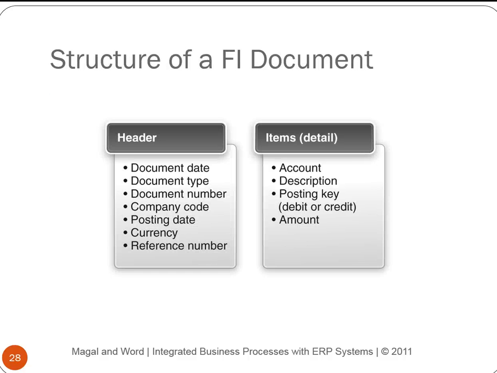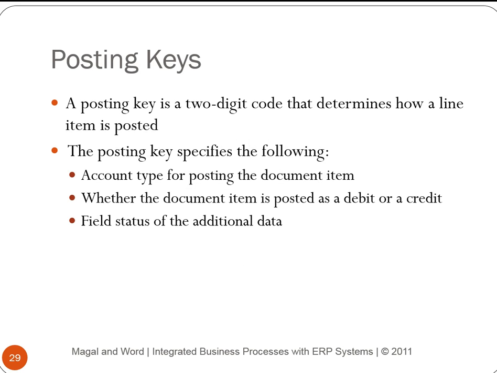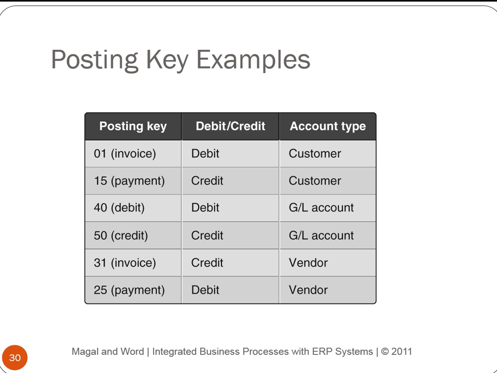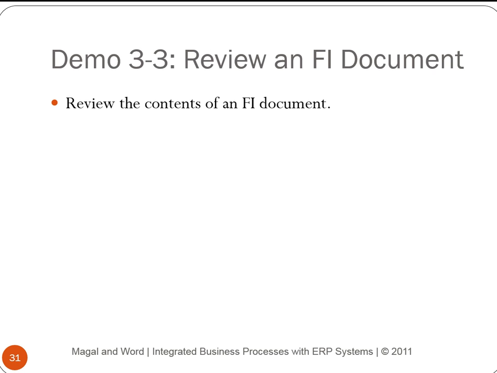Account type, again, you don't have to remember these. Structure of a FI document: the header consists of document date, type, number, company code, which company, posting date, the date posted, the currency, and the reference number. Then in the line item you have account description, posting key, this is debit or credit, and amount. You look at a posting key, understand what they are, it specifies the account type, whether it's a debit or a credit, and the field status of the additional data. Looking at the posting examples, you can see the posting key tells you whether it's debit or credit, and what the account type is, whether it belongs to a customer, the general ledger account, or a vendor, etc.